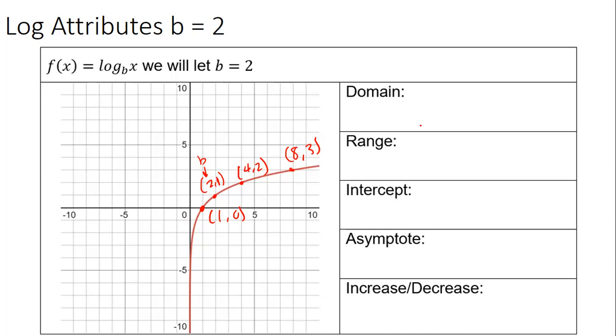So your domain. What is our domain? Where does our graph start? It starts at 0. So our domain is 0 to infinity, or we could say x is greater than 0. Agreed? Our range. What are our y values doing? What is our lowest y value? Exactly, they keep going. So what will be our lowest? Negative infinity.